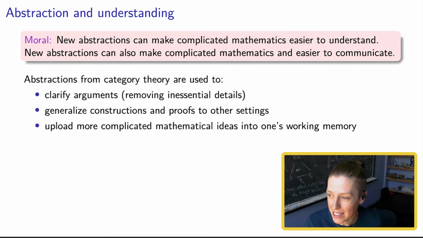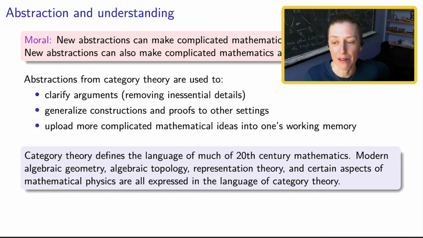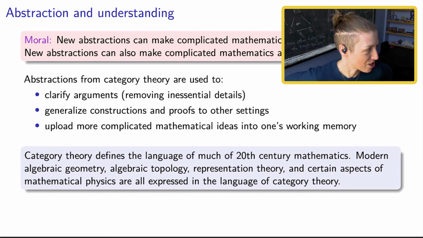And I think this last point really explains the proliferation of category theory in mathematics. It's certainly not the case that every active research area in recent history, here I've said 20th century mathematics, so I'm putting a little bit of distance, is inflected by category theory, but a lot of them are. In particular, algebraic geometry, algebraic topology, representation theory, certain areas of mathematical physics, the ones that are more topological and less analytic. These are all expressed in the language of category theory.